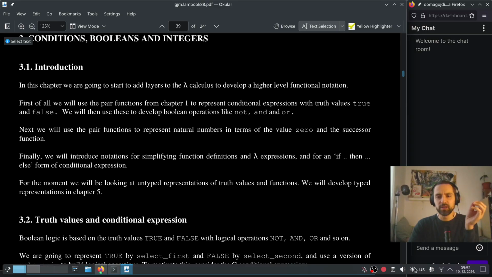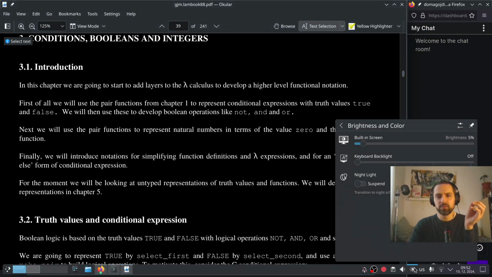I'm going to turn on the night mode. Can I turn on the night mode? Night light. Suspend.